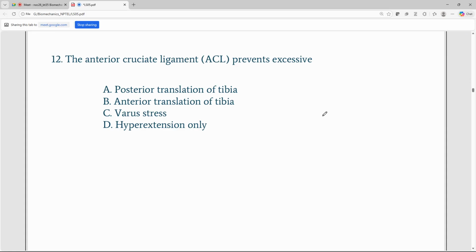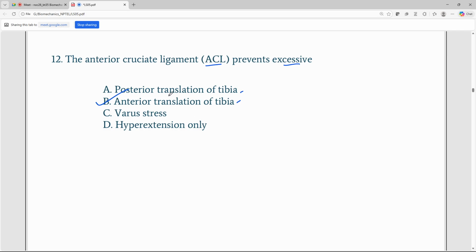Okay, the ACL is a crucial ligament in most sports persons. An ACL tear causes serious issues for the knee, and this tissue is a connecting tissue between the femur and tibia. It is in the central location of the knee, and it prevents the excessive anterior translation of tibia. That is option B. The answer is option B.